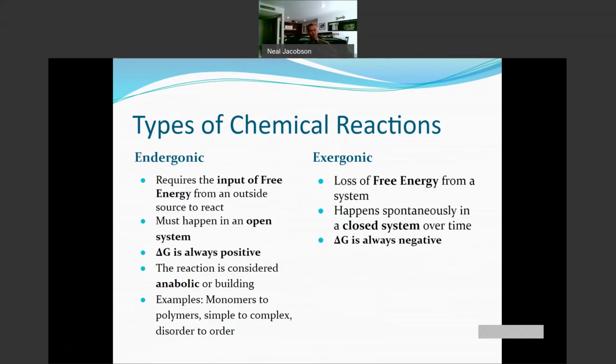We always know because by definition, when you lose free energy from a system, the delta G is going to be negative, right? We consider this to be catabolic. So this is the activity of metabolism. This is the activity of you ate a bunch of food that has a bunch of free energy in it. Now you need to break down the food particles.